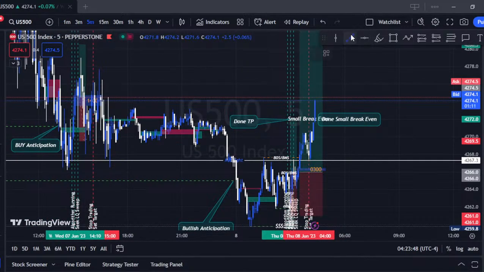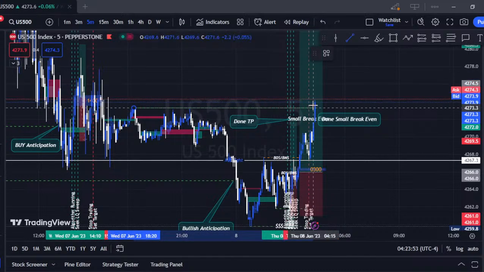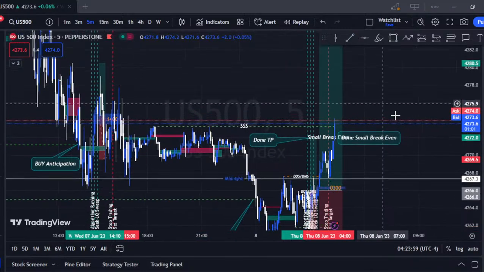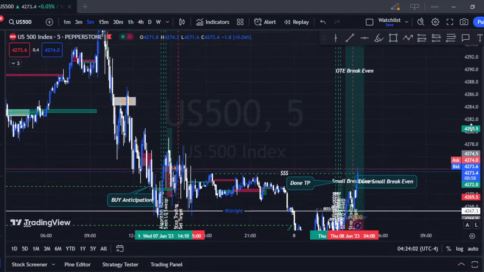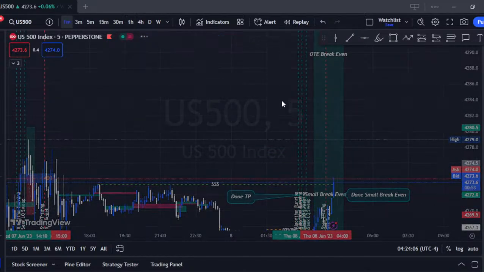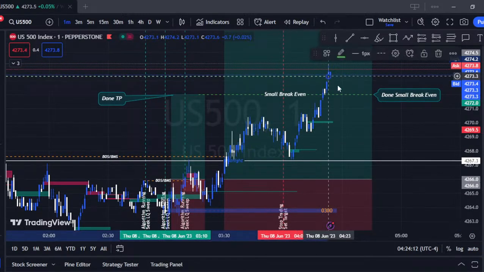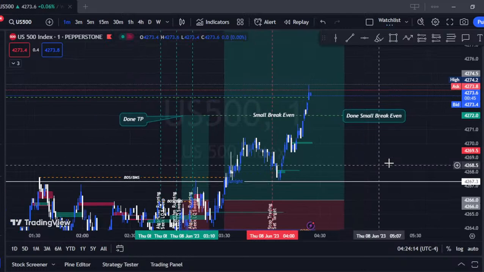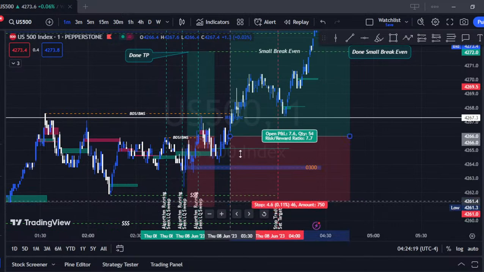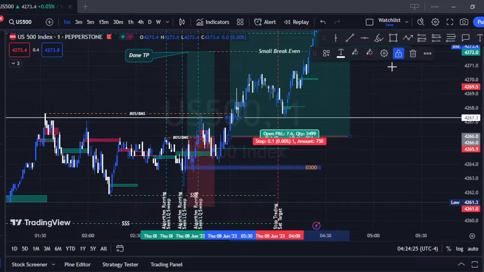I want to see where's the next liquidity pool. So I think I'm gonna mark this because it's kind of a relative equal highs, and it just swiped. Let's see another one. No, okay, still going up. So I move this to break even. Oh no, don't delete that. Lock.